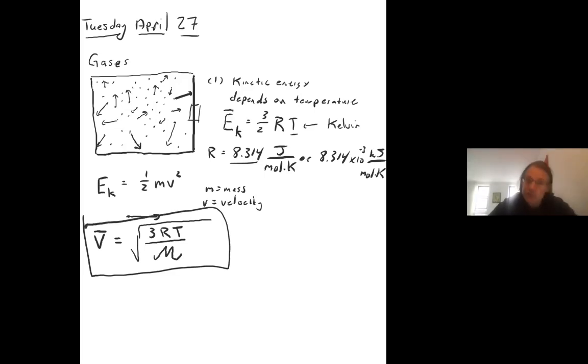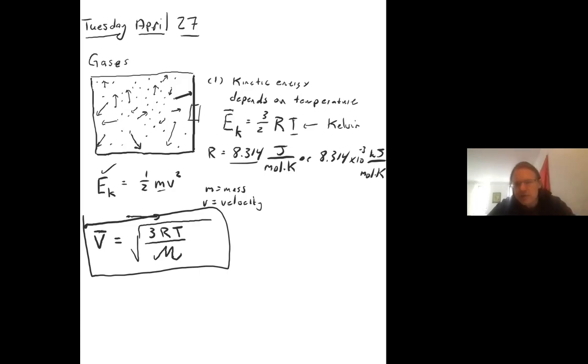Okay, so that equation, I'm not going to derive it for you. It essentially comes from this equation, because see how velocity is squared here. So if you want to find velocity, you take the square root of both sides. So you have mass in here. This is molar mass over here. You've got the temperature in there. You've got the average kinetic energy. So the average velocity is the square root of 3RT over molar mass.